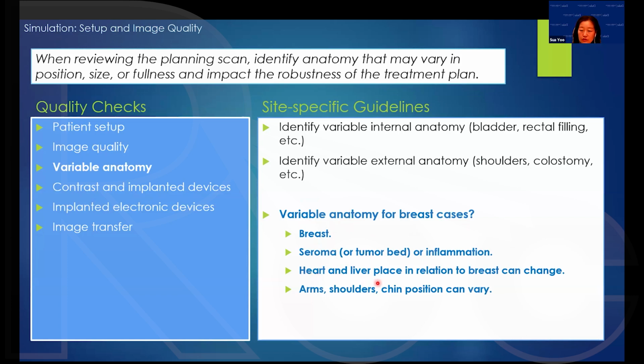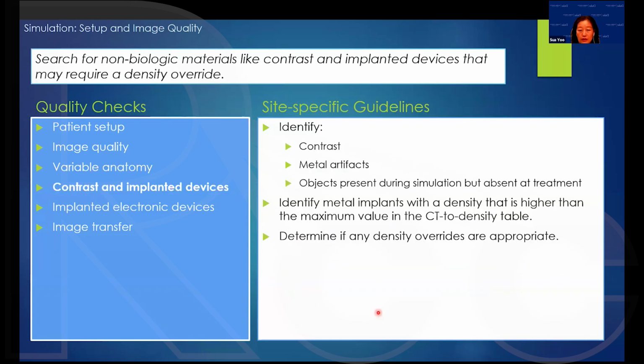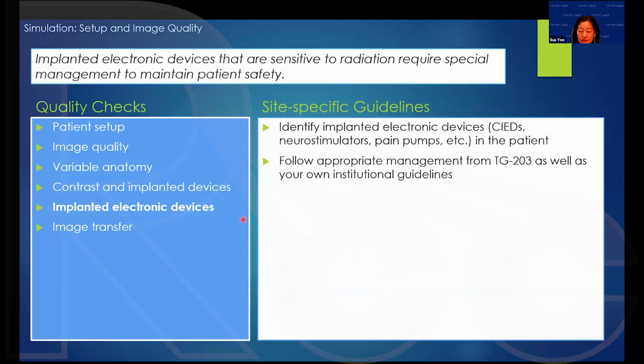Heart and liver position could be a little bit different. Arm, shoulder, chin, that could vary. So that's all we need to consider. Breast patient, we don't do contrast. And implanted devices are the same as all other treatment sites. Electronic devices, same, not different. We don't need to do anything different for a breast patient.